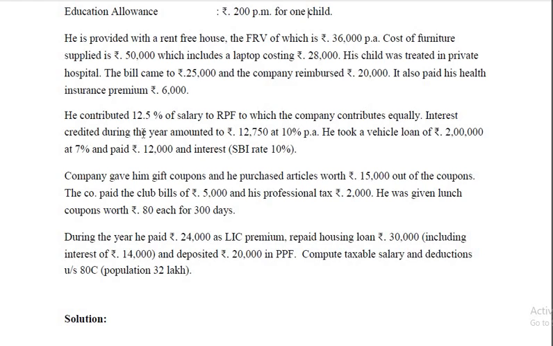Then he took a vehicle loan of rupees 2 lakh at 7% and paid rupees 12,000, and interest SBI rate is 10%. Look here, you can calculate the concession. Here you have to compare the rate of vehicle loan with the SBI rate. SBI rate is 10%, whereas the loan granted by the employer is at 7%. So 10% minus 7%, so concession is 3%.